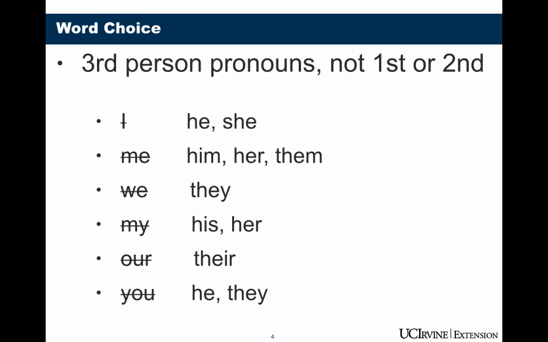First-person pronouns are the things that refer to yourself, like I and me. Second-person pronouns are things that refer to a person you're speaking to, like you and your. You do not want to use these types of pronouns in your academic writing. If you need to use a pronoun, use a third-person pronoun, like he or she or they, and the possessive his or her or their.